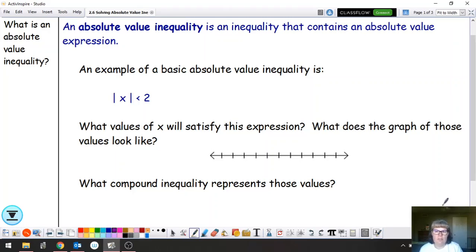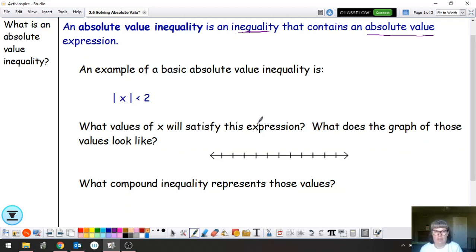So prior to this, we were working with compound inequalities and or compound inequalities, and the work from that is going to help us with solving absolute value inequalities. Now, an absolute value inequality is one that contains an absolute value expression. So we have an inequality and we have an absolute value expression. An example of a very basic one is absolute value of x is less than 2. That's just very basic. I have absolute value of some unknown number has to be less than 2.